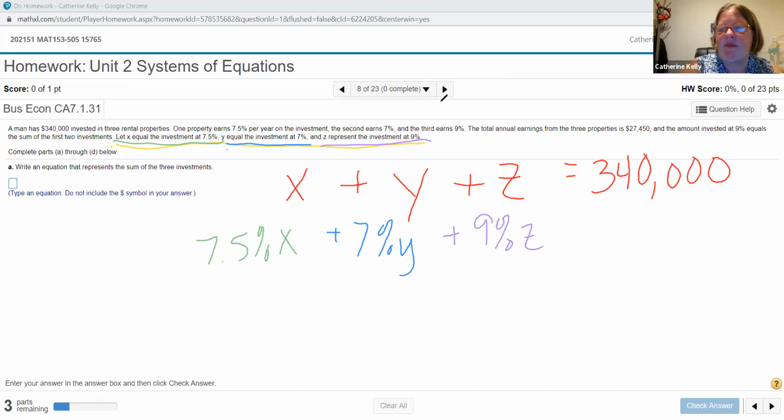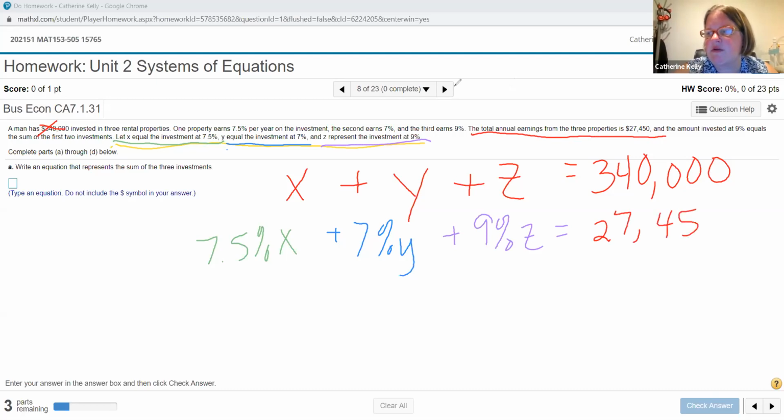So when I add up all those investments, there's going to be a grand total that I have to look back into my problem for. And it says one property, so I've already taken care of this stuff. One property earns 7.5%, the other earns 7%, and the other earns 9%. And then it says the total annual earnings is $27,450. Now, that is my equation.